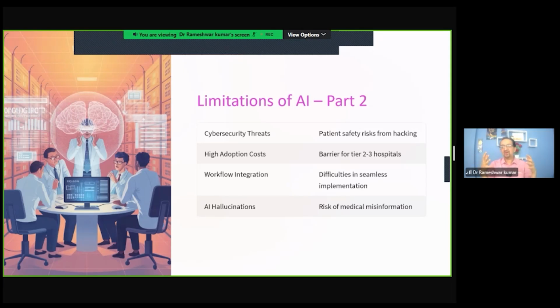Workflow matters, because the doctor is already very busy with a lot of things. If seamless implementation of whatever AI tool into the workflow is not there, it is not going to be adopted, and that is not going to be helpful for the doctors. Hallucinations are also a very big challenge, because this is a life. You can't take a chance even one in a million, and that cannot be accepted in medical science. The risk of medical misinformation due to hallucinations cannot be accepted.